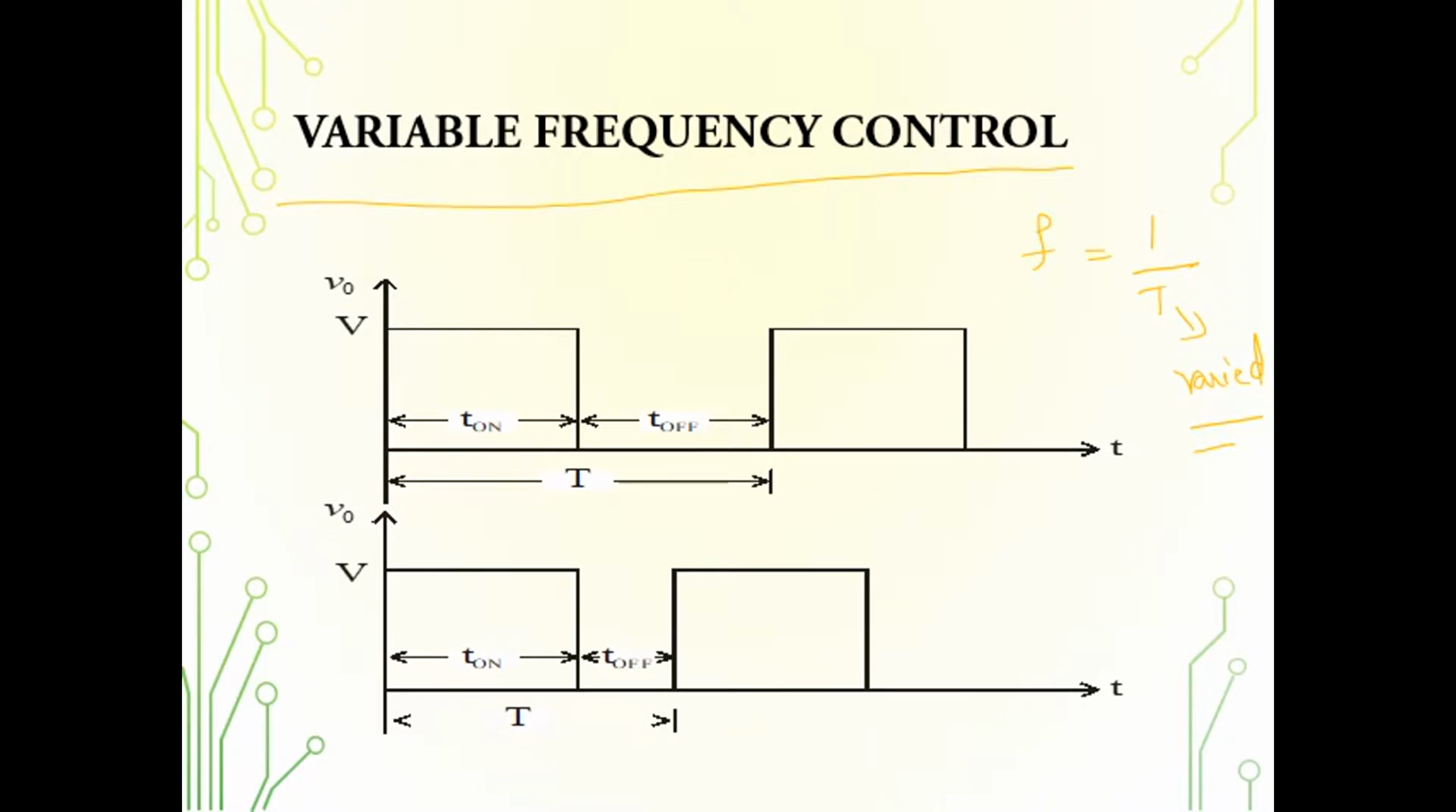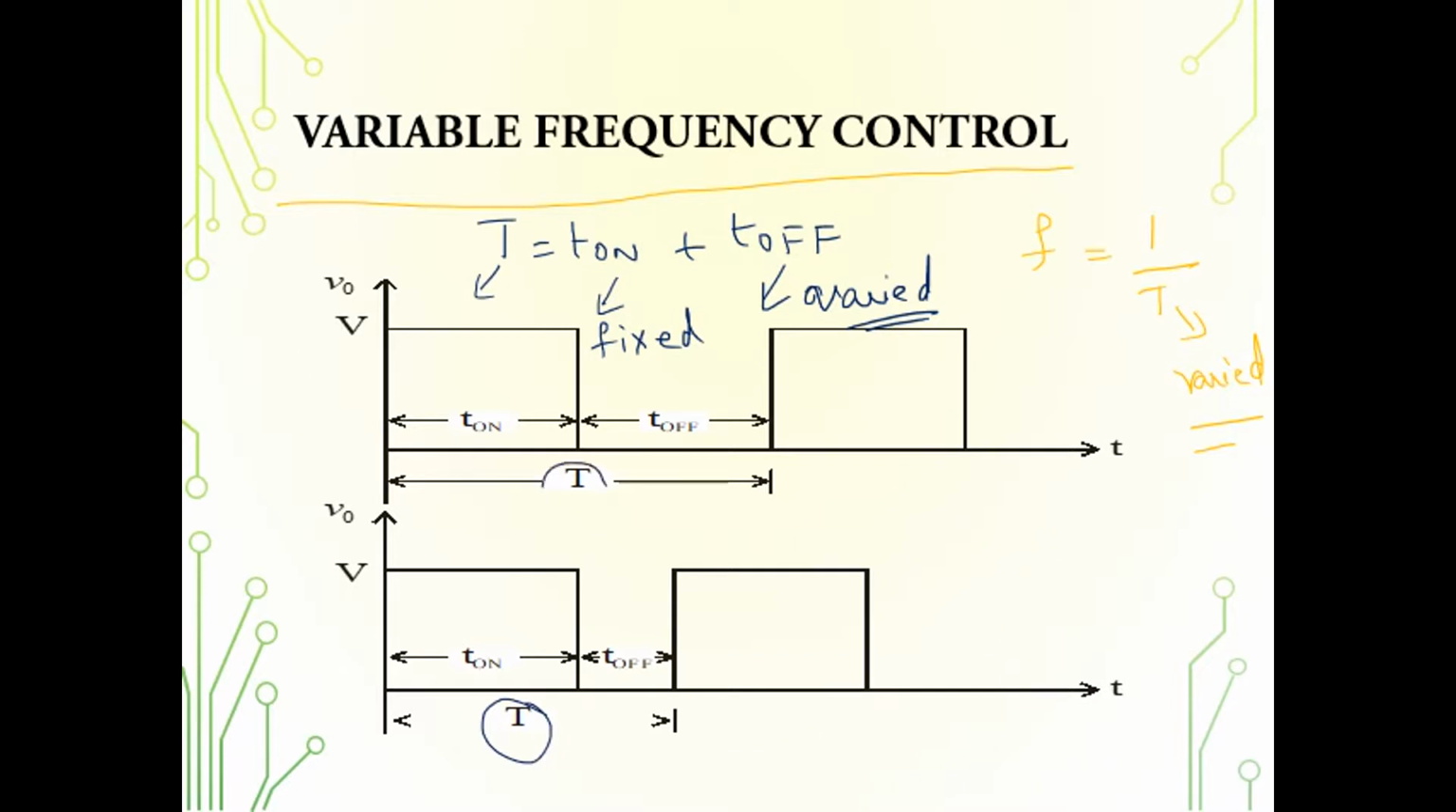T is nothing but T on plus T off. So how can you vary T? You can vary T either by varying T on or by varying T off. In this particular waveform, for example, T on is kept fixed and T off is varied. Or you can keep T on varying, but T off has to be fixed. So the total time period T varies. Your expression is then VDC equal to V into T on by T. If this T is going to vary, obviously VDC will vary.